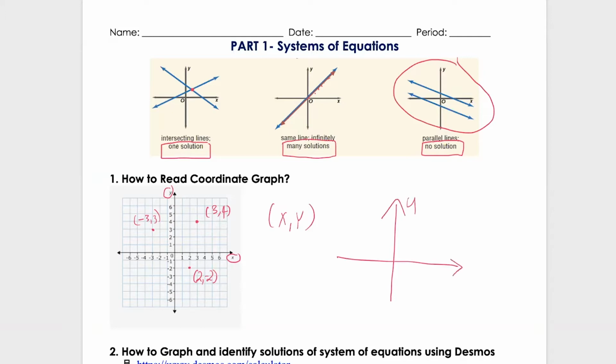So without further ado, I hope that you guys still remember about this. Where the point goes, we have X and Y. On the right hand side is always positive for X, and on the left hand side is always negative for X. Up is always positive for Y, and down is always negative for Y. As simple as that, right? And you will practice that as you go.